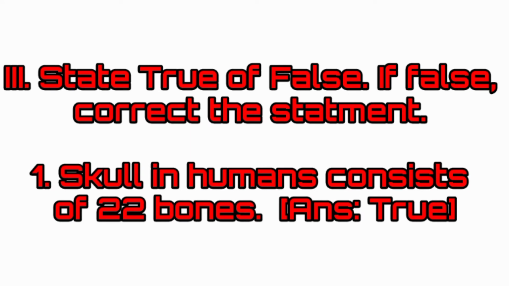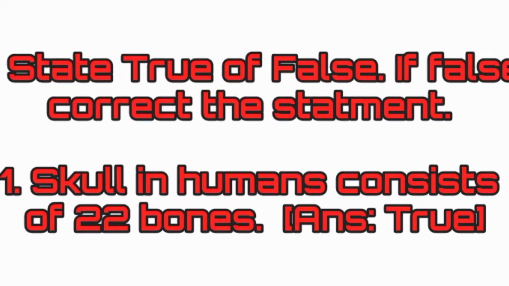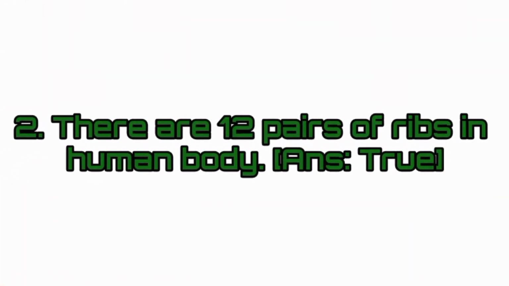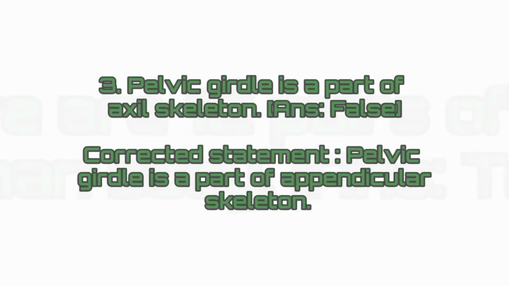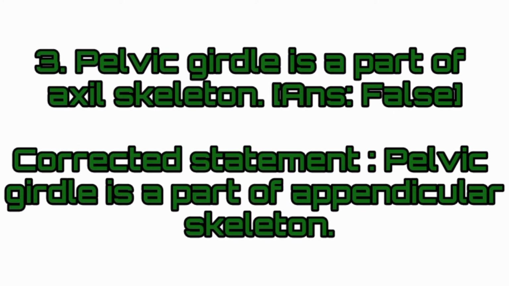State true or false. If false, correct the statement. Skull in humans consists of 22 bones. Answer: true. There are 12 pairs of ribs in human body. Answer: true. Pelvic girdle is a part of axial skeleton. Answer: false. The correct statement is pelvic girdle is a part of appendicular skeleton.